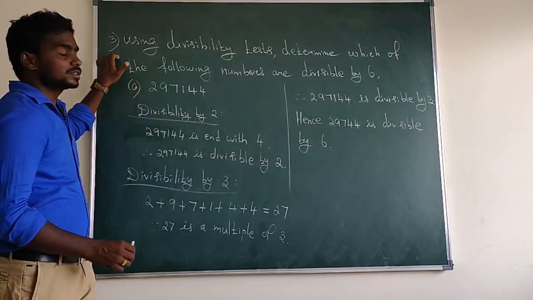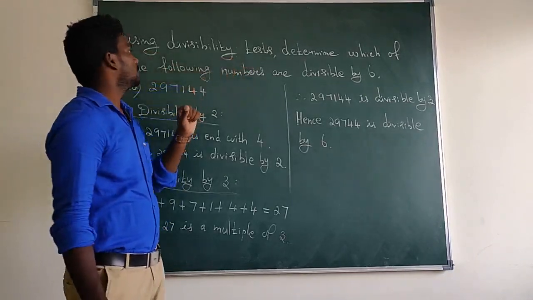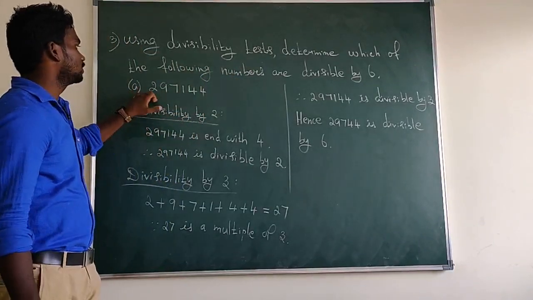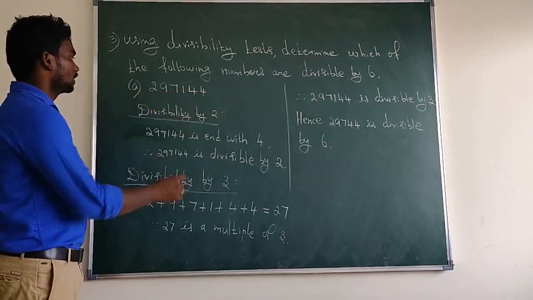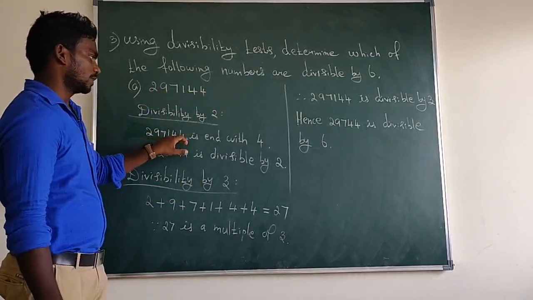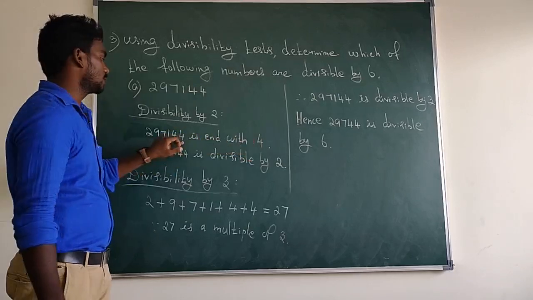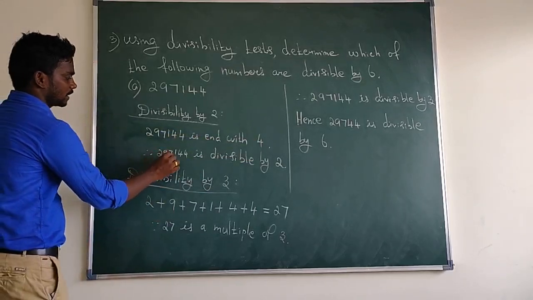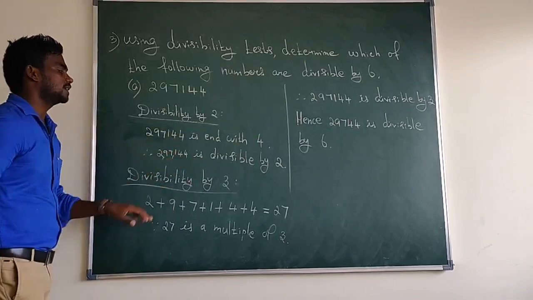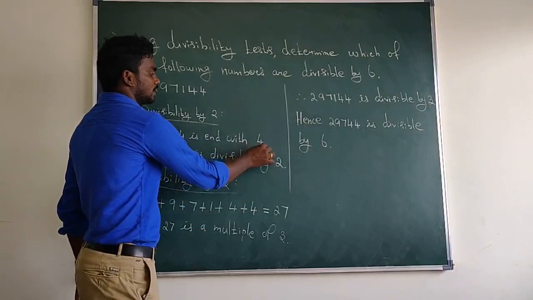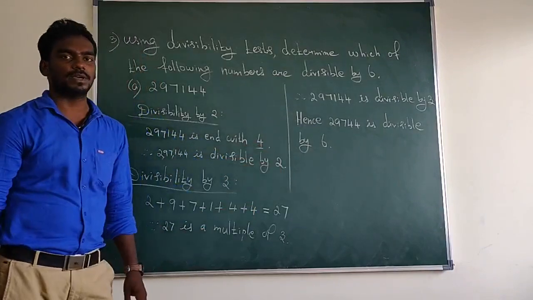Next, our third question: using the divisibility test, determine which of the following numbers are divisible by 6. The first number is 297144. First, divisibility by 2. This number ends with 4, therefore 2,97,144 is divisible by 2.